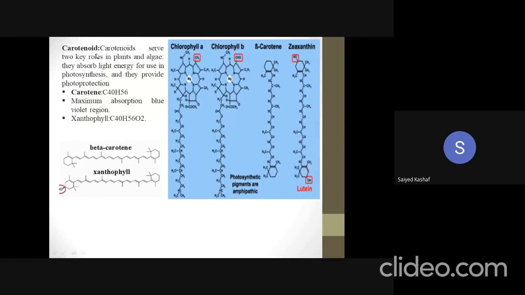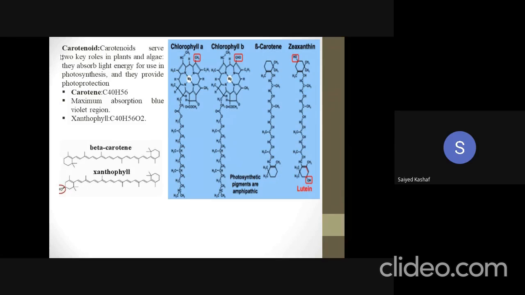This carotenoid serves two key roles in plants and algae. The first is that they absorb light energy for use in photosynthesis, and they provide photoprotection. Carotenoids, also called tetraterpenoids, are yellow, orange, red organic pigments, and they are produced by plants and algae. And the accessory pigments.